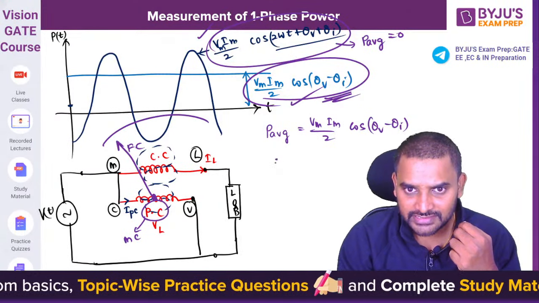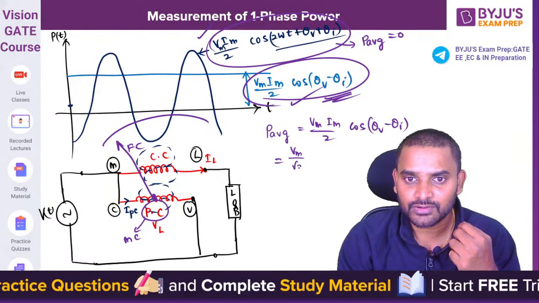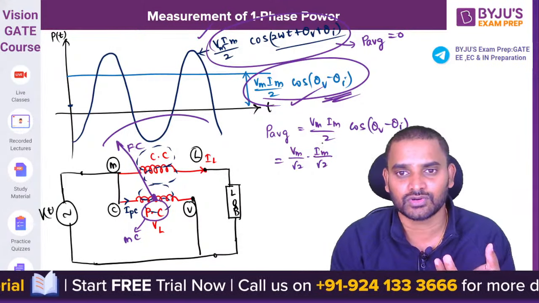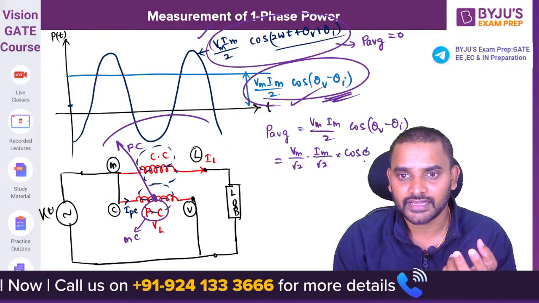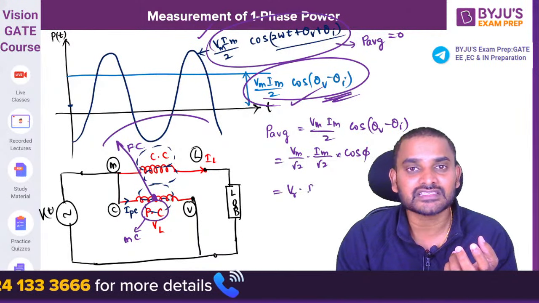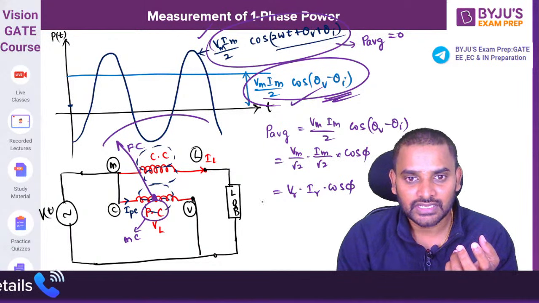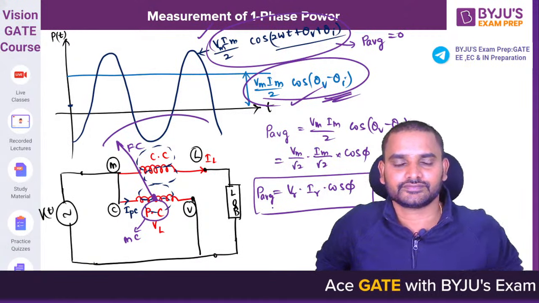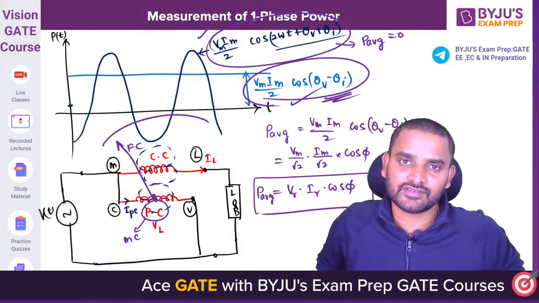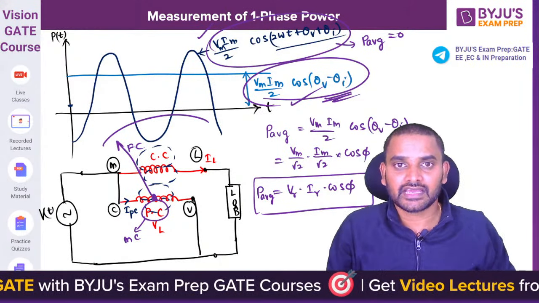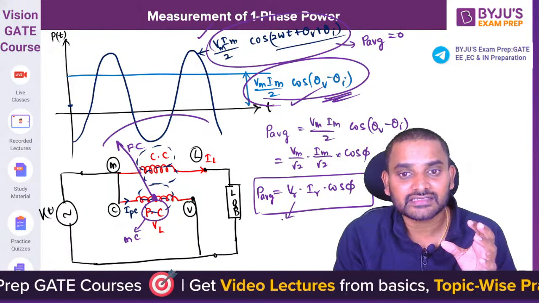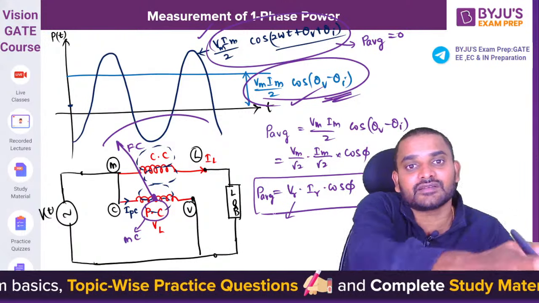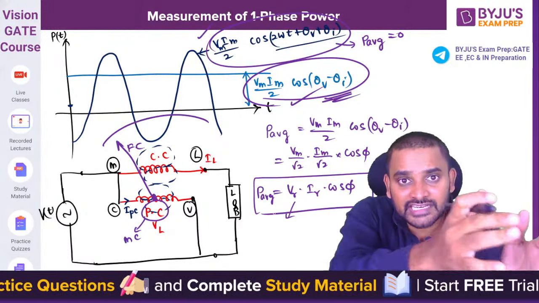Okay, I can also write this Vm by 2 as Vm by root 2, and Im by 2 as Im by root 2, because root 2 into root 2 again you will be getting 2 only. So cos phi. So we will be writing this as Vrms, Irms and cos phi. This is the average power which is consumed by the load. This power is consumed by the load, and this power has to be indicated by the wattmeter, or by the meter.